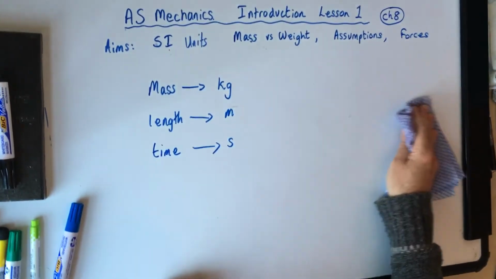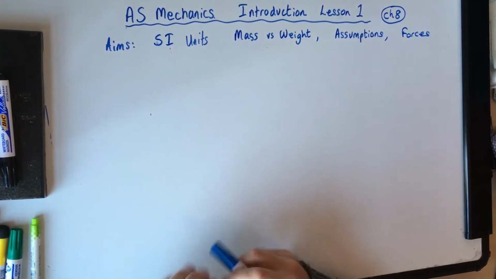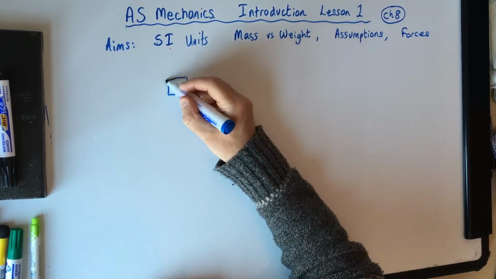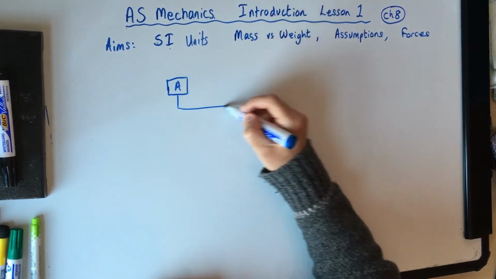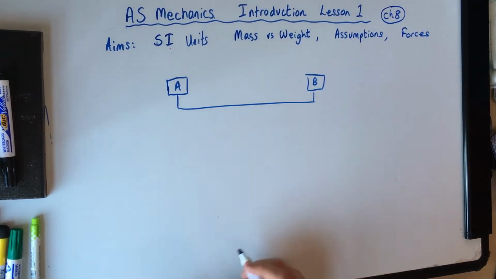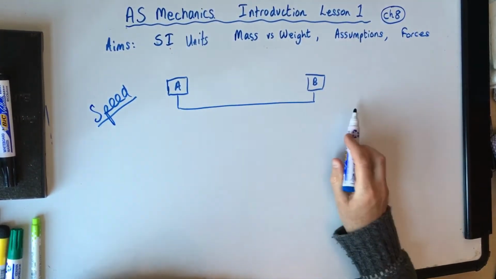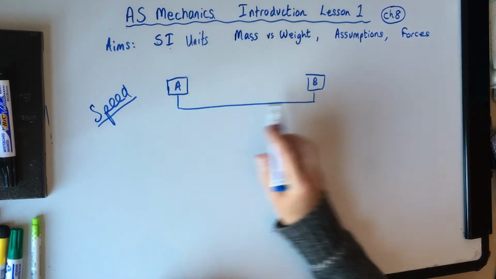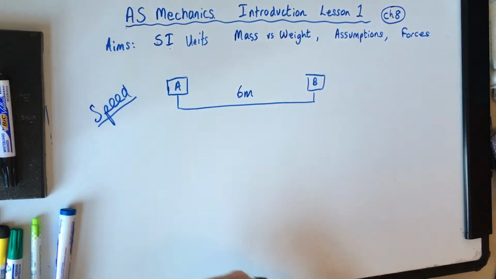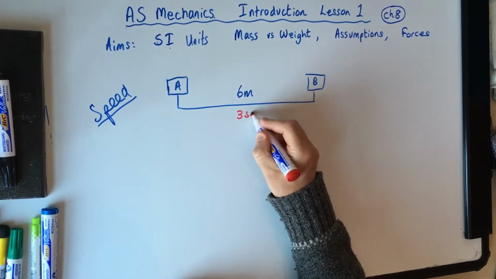Sticking with units, I've just written down meters per second, and I don't know whether you've ever really thought about that. People just sort of accept it, but just in case you do think about it, why do they do it like that? Let's have a look at speed to start off with. If you travel from A to B, a distance of 6 meters, not very far, the length of a long living room, and you travel that distance in 3 seconds.